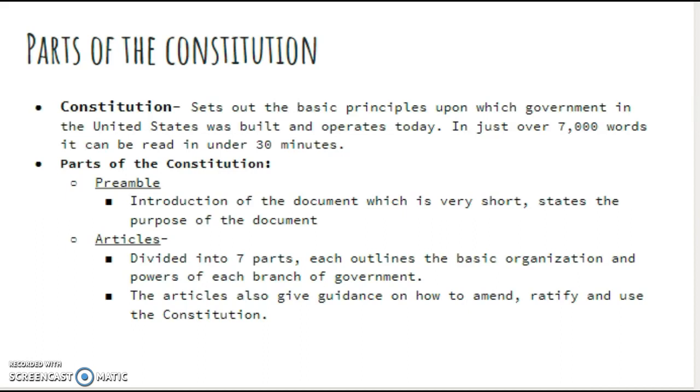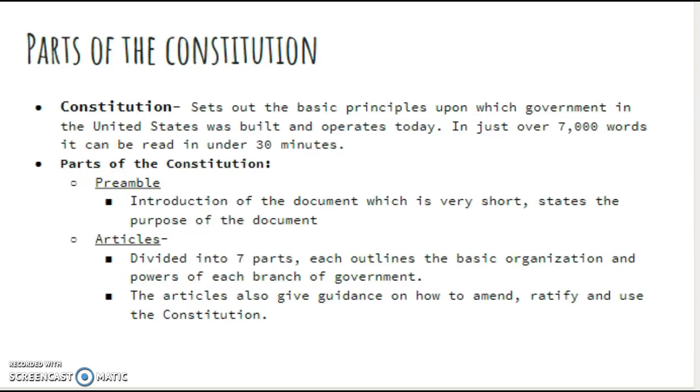Then there are the Articles of the Constitution. It's divided into seven parts. It outlines the basic organization and powers of each branch of government. The Articles also give guidance on how to amend, ratify, and use the Constitution so that it can continue to be a flexible and effective document today.